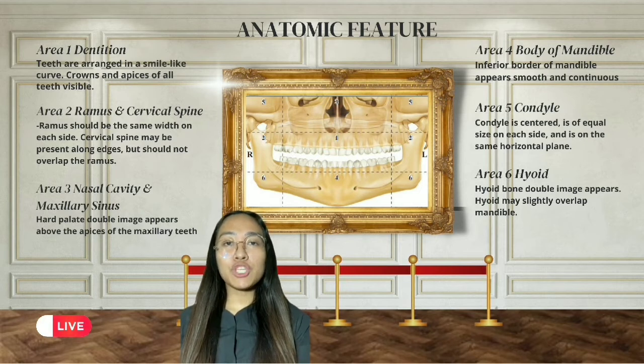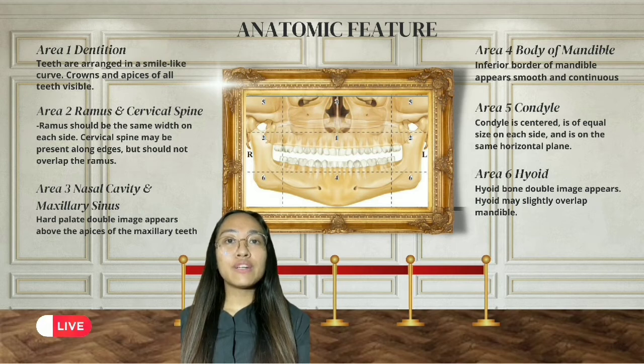The panoramic image may be divided into 6 areas for review. Area 1 is the dentition. Teeth are arranged in a smile-like curve, and crowns and apices of all teeth are visible. Area 2 is the ramus and cervical spine. The ramus should be the same width on each side, and the cervical spine may be present along edges but should not overlap the ramus.